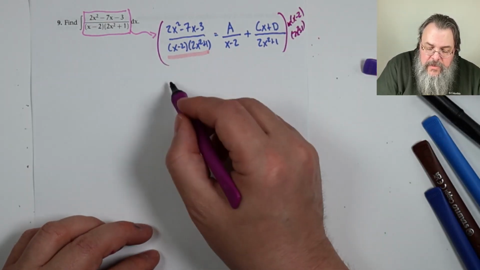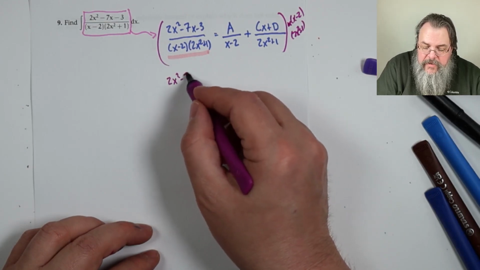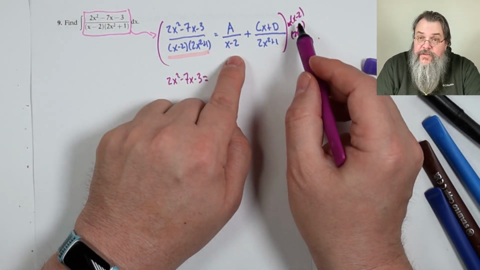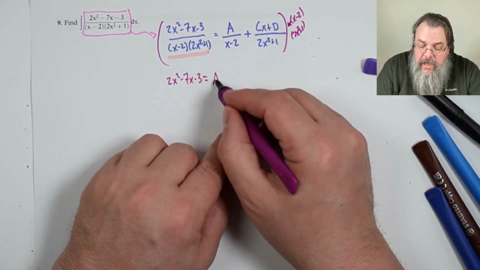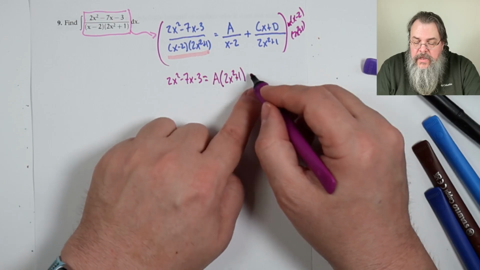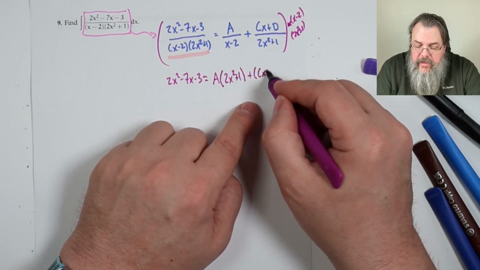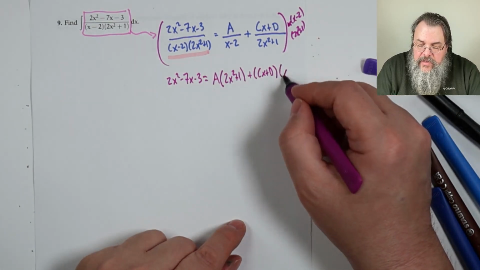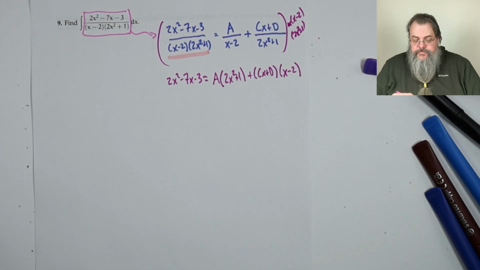What will happen, we get 2x squared minus 7x minus 3. In the first place, the x minus 2's cancel, so that's a times 2x squared plus 1, plus, in the second case, the 2x squared plus 1 cancels, so it's cx plus d times x minus 2.